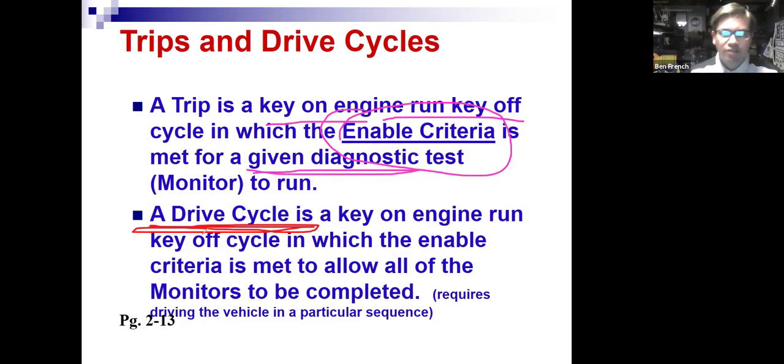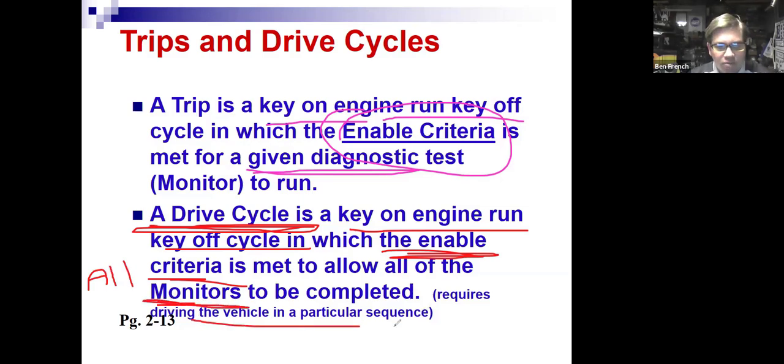What is a drive cycle? It's a key on, engine run, key off cycle, in which you drive the car a special way to meet all the enable criteria. And that allows all the monitors to be completed. So I've got to run the vehicle through a particular sequence. We'll typically include a warm-up cycle. It might include a cool-off period where the car sits and cools down. It can be tricky to run a drive cycle.